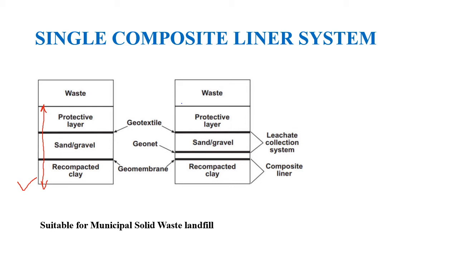Now let's look at the other type. Here you have your waste, and this is your entire single composite liner system. You will have your protective layer, then you will have your geotextile, which will serve the function of filtration. Then you will have your gravel layer, which will drain off the water. Then geonet is also one of the polymeric or geosynthetic materials which can serve the function of drainage. It is equivalent to the function served by gravel.